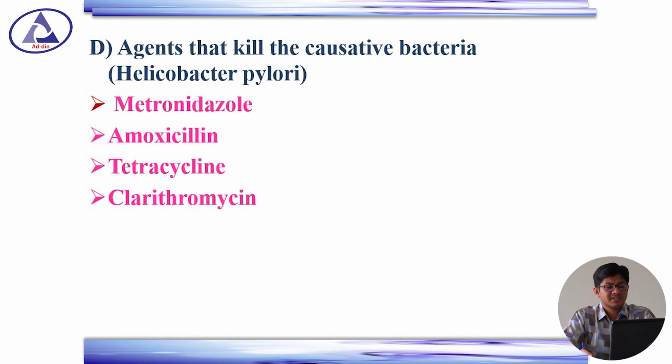Number 4, agents that kill the causative bacteria Helicobacter pylori. The drugs used to kill Helicobacter pylori are metronidazole, amoxicillin, tetracycline and clarithromycin.